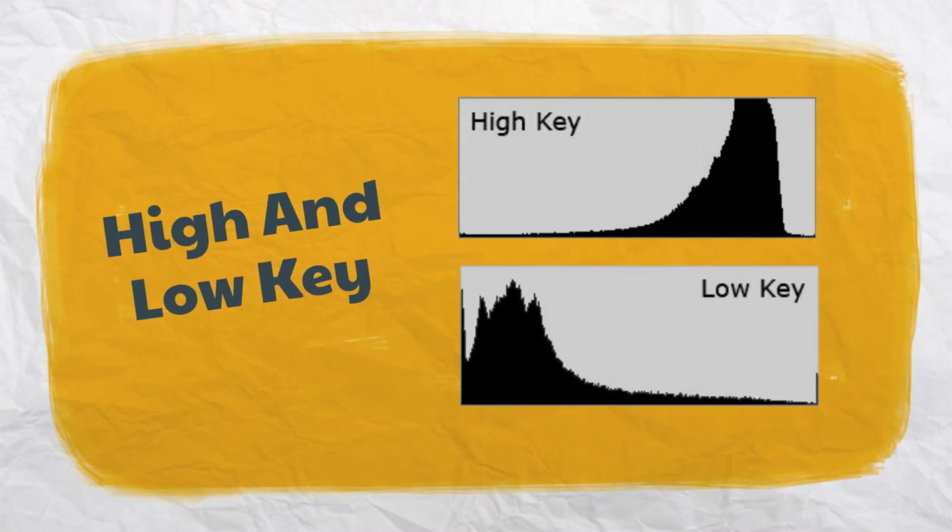Almost all cameras will produce mid-tone-centric histograms when in an automatic exposure mode. The distribution of peaks within a histogram also depends on the tonal range of the subject matter. Images where most of the tones occur in the shadows are called low-key, whereas with high-key images, most of the tones are in the highlights.